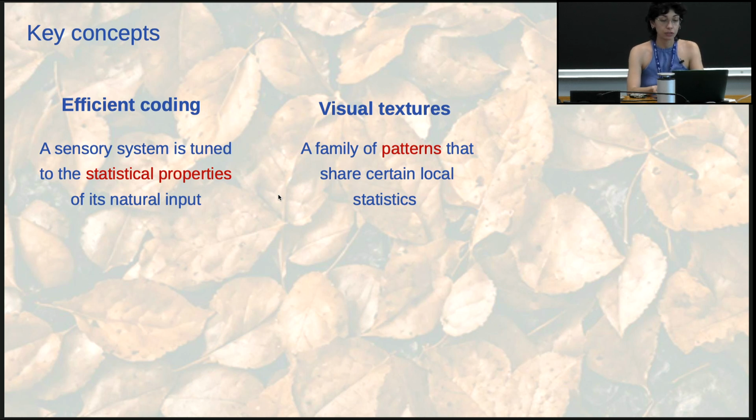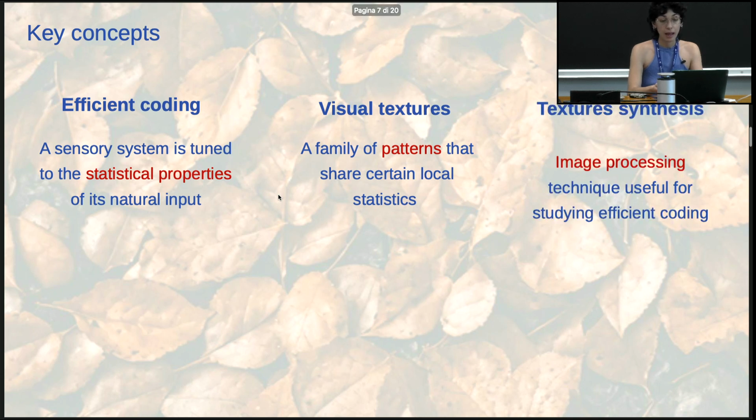concept of visual textures. Visual textures are defined as a family of patterns that share certain local statistics. And then we are going more technical with the concept of texture synthesis, which is an image processing technique which is useful for studying efficient coding, because what I do is I study efficient coding and other properties by means of visual textures, and I synthesize visual textures by using generative models of AI.